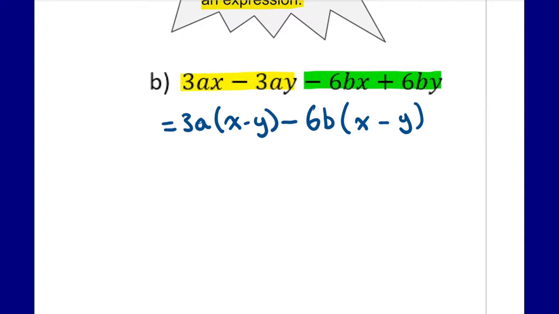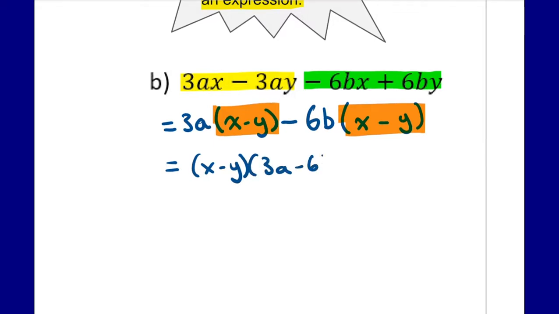So now I can factor again because we have a bracket that is common. So in this case then, that bracket's common. I'm going to remove that bracket, x minus y. What's left over from each expression? Well, I have a 3a and a minus 6b. And then now I've completely factored my expression. I have a product of 2 factors, so I factored as much as possible.